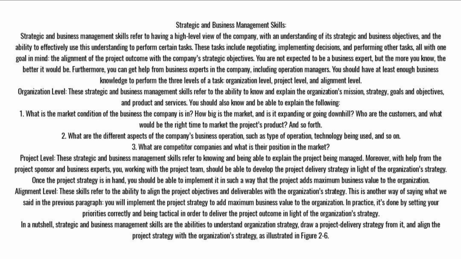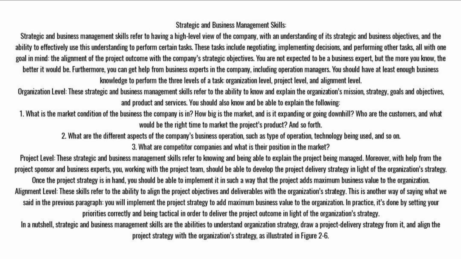Strategic and business management skills. Strategic and business management skills refer to having a high-level view of the company, with an understanding of its strategic and business objectives, and the ability to effectively use this understanding to perform certain tasks. These tasks include negotiating, implementing decisions, and performing other tasks, all with one goal in mind: the alignment of the project outcome with the company's strategic objectives. You are not expected to be a business expert, but the more you know, the better it would be. Furthermore, you can get help from business experts in the company, including operation managers.